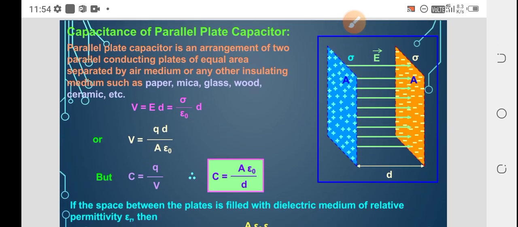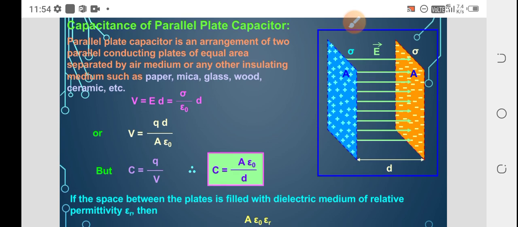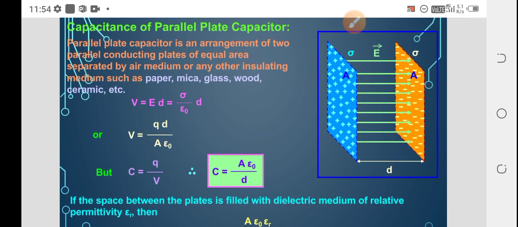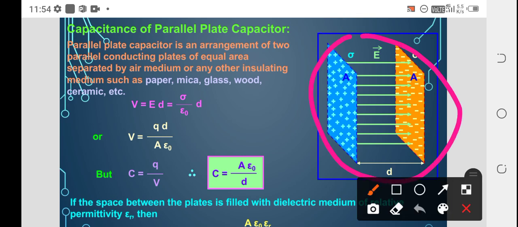Capacitance of a parallel plate capacitor. A parallel plate capacitor is an arrangement of two parallel conducting plates of equal area separated by air or any other insulating medium such as paper, mica, glass or ceramic. You can see the figure. In this figure there are two different plates, separated by a certain medium. It might be air, wood or glass. The plates have equal surface area, A.